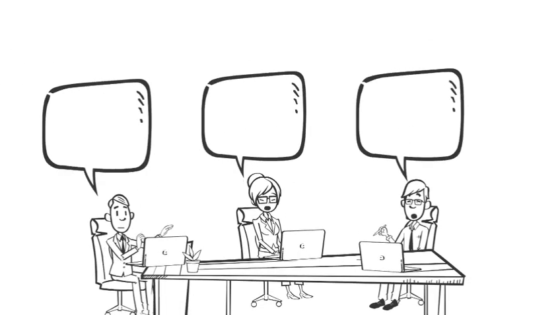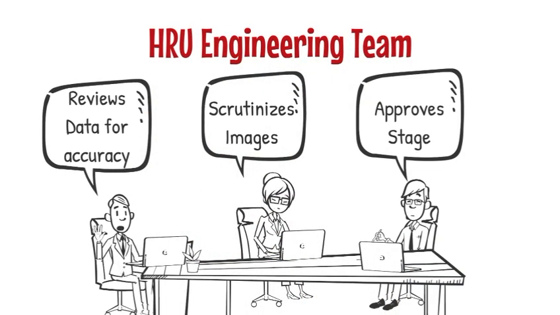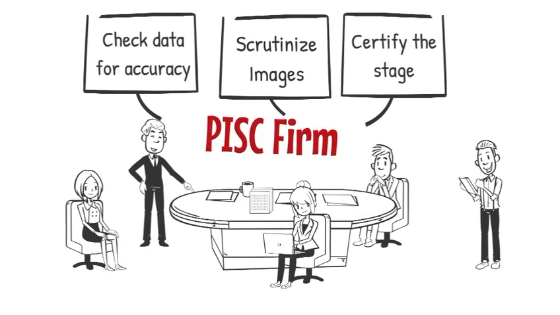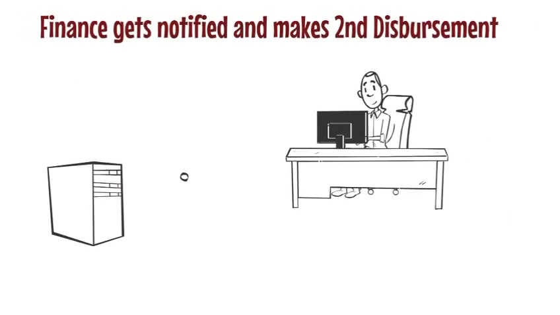The HRU engineering team will then check the data on desk for completion, scrutinize images, and approve or reject the data. If rejected, the system will intimate the IP regional head and they will have to recollect the data. The approved data will then be certified by the PISC firm. Once certified, the data will be deemed as final and the finance section will be intimated for the second disbursement. The finance section will make the second disbursement into the beneficiary account.